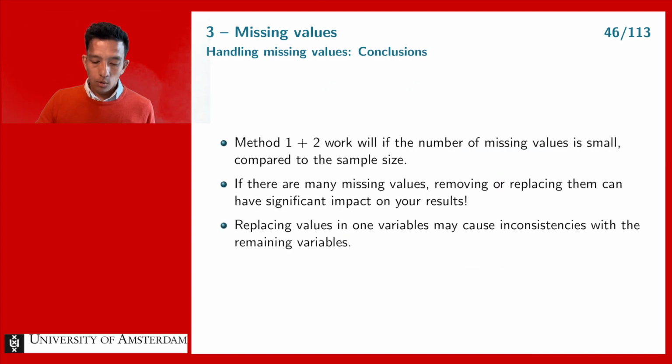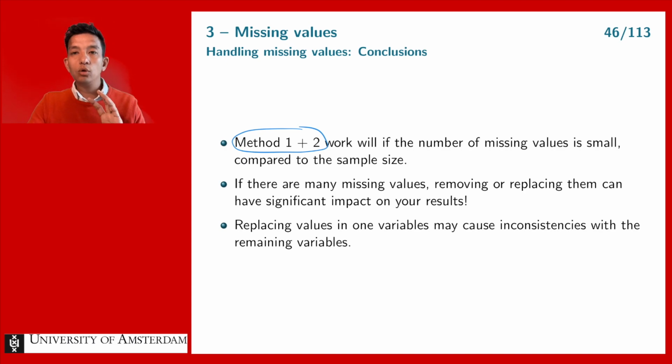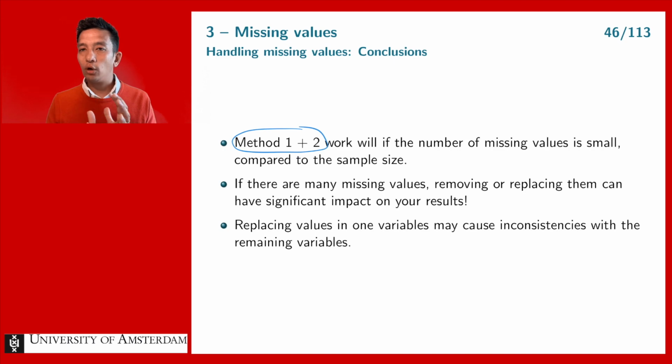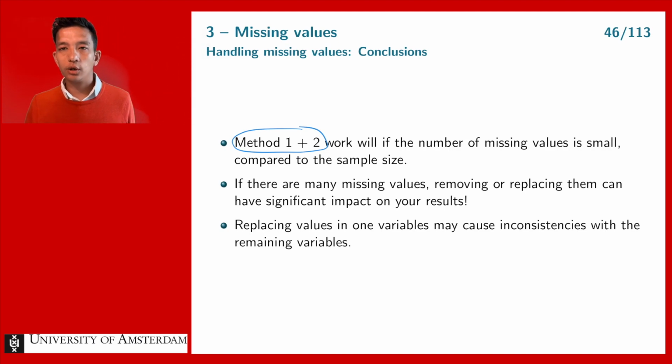So to summarize, we find that method 1 and method 2 work well as long as we do not have too many missing values. And we know that method 1 will have an effect on the variability of your estimates. Method 2 has an effect on the variability of your data set, the predictability of your data set. Method 3, on the other hand, does not affect the variability of your observations, but it may have a problem if you have multiple variables that are dependent on each other.